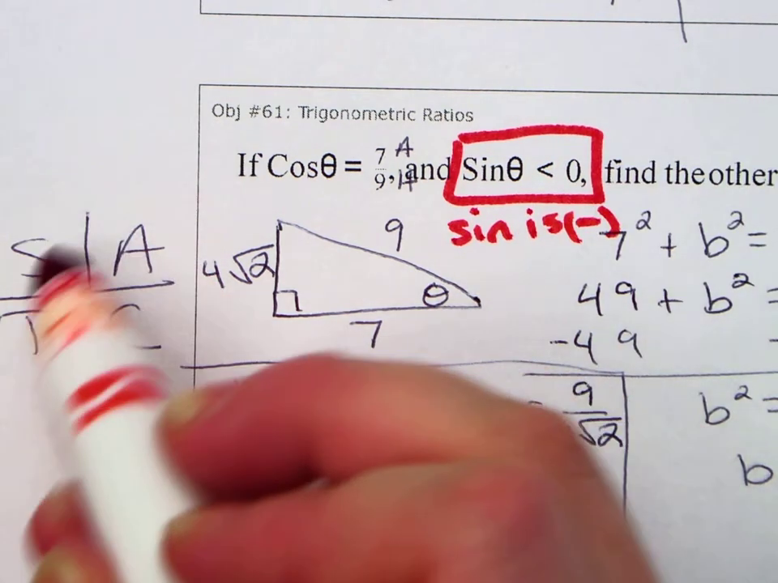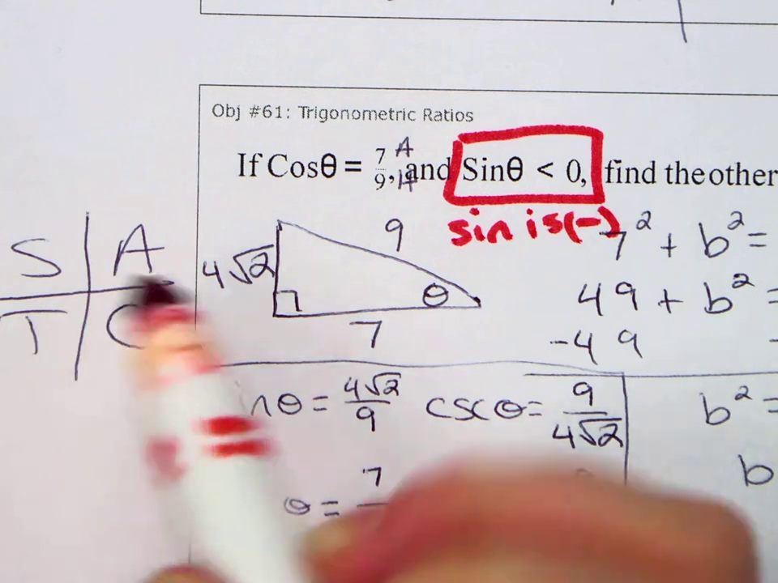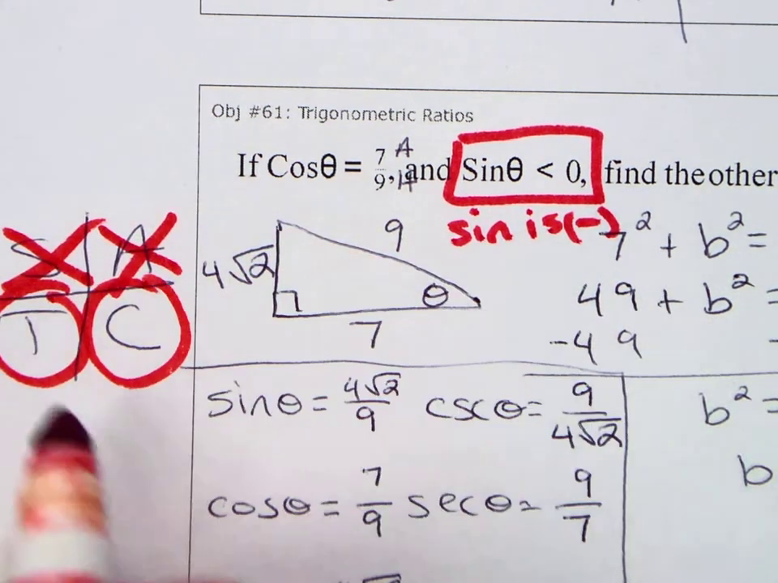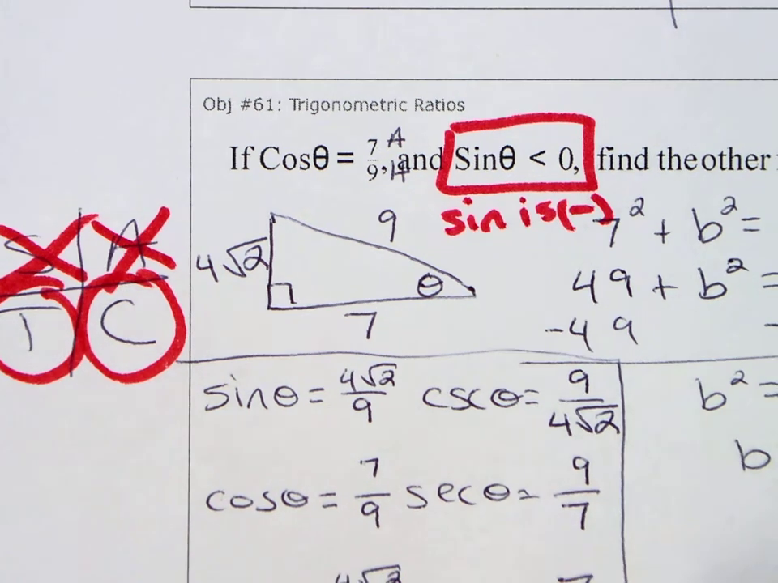So in which quadrants is sine negative? Well, it's positive here and here. So those can't be your quadrants. So we're either in T or C. Now, how do I know which quadrant I'm in? A bunch of students just came up with ridiculous answers. But look at what else is given.